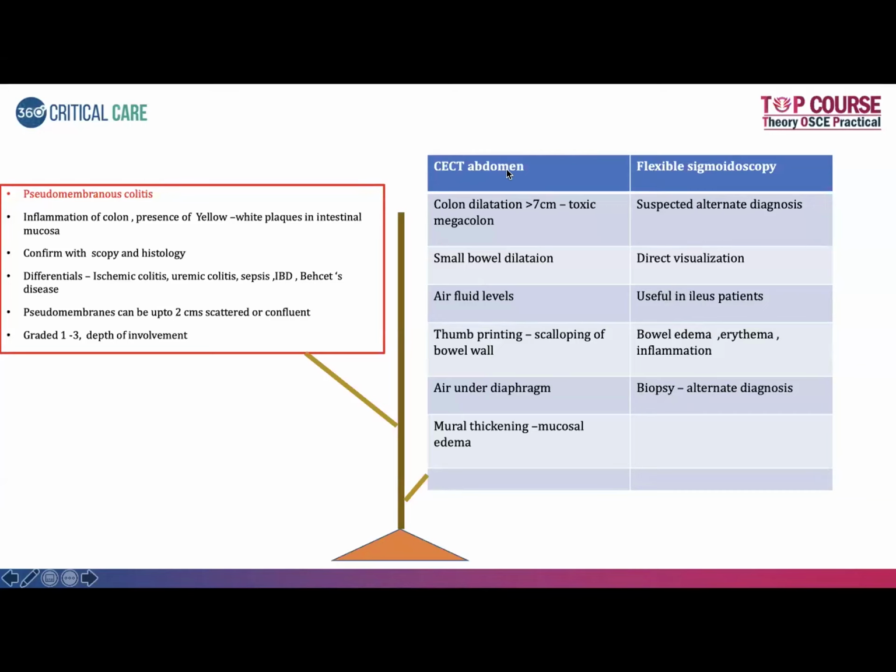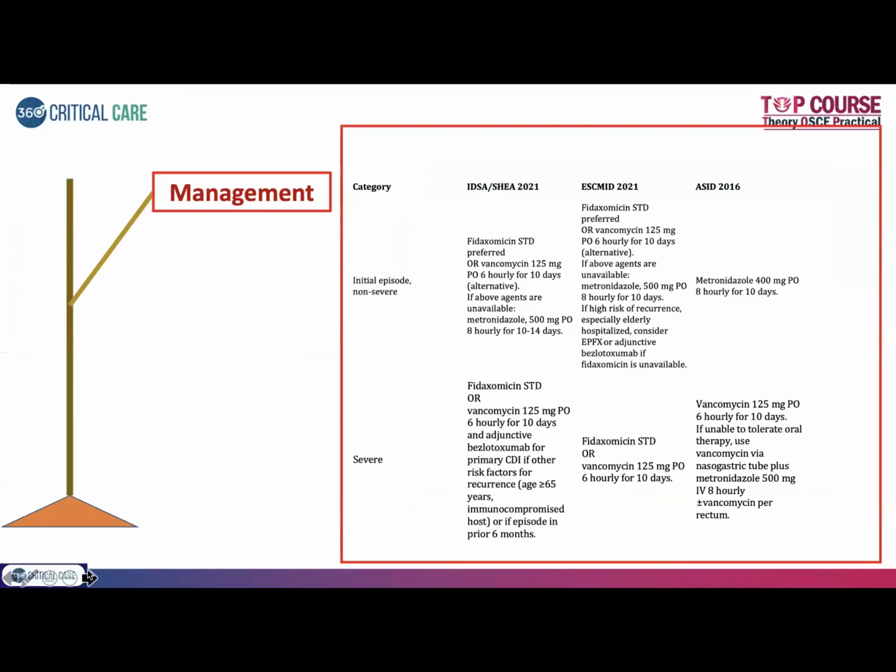Contrast CT abdomen. In case of toxic megacolon, if the colon is dilated more than 7 centimeters, it is known as toxic megacolon. There can be small bowel dilatation, air fluid levels, thumb printing, scalloping of the bowel wall, air under the diaphragm. If the patient had a frank perforation, peritonitis can be there. So air under the diaphragm, mural thickening. These are complications: pseudomembranous colitis, toxic megacolon, and perforation of the abdomen.